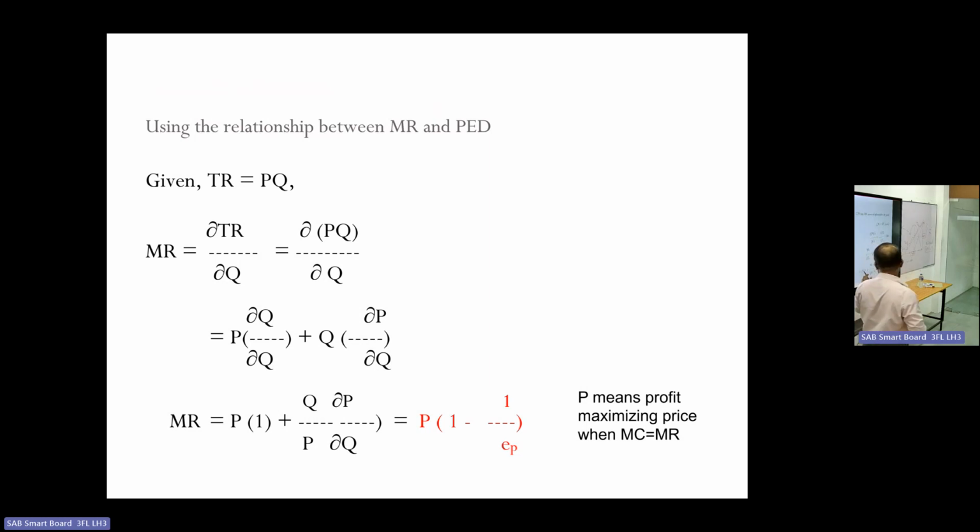MC equals P into 1 minus 1 over price elasticity. That is the profit maximizing level.